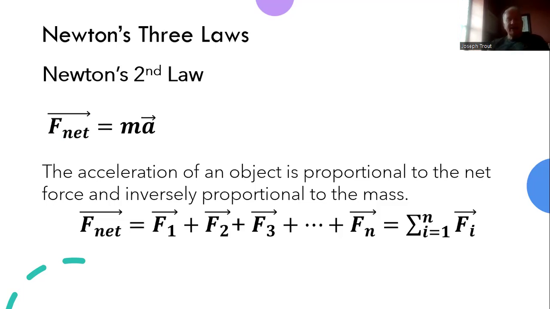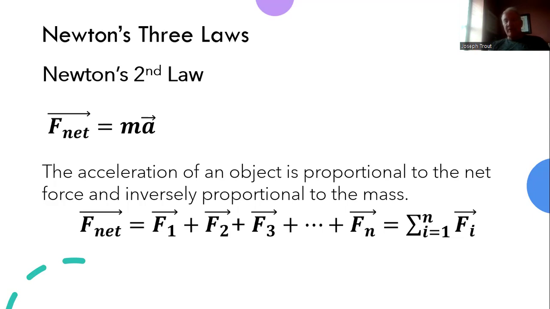His second law says that the acceleration of an object is proportional to the net force and inversely proportional to the mass. The mass has something to do with your weight. If you think about it, the more something weighs, the harder it is to get it to move. For instance, if you have a really heavy dresser and you want to push it across the room, the bigger it is, the more force it's going to take.